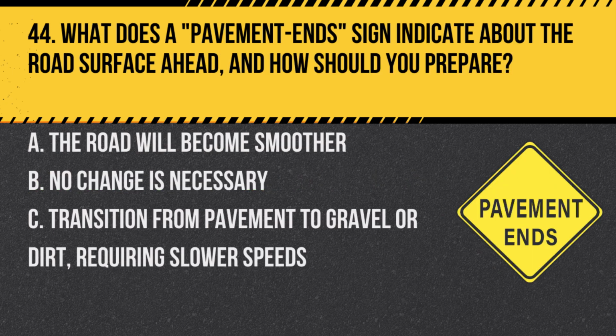Question 44. What does a pavement ends sign indicate about the road surface ahead, and how should you prepare? A. The road will become smoother. B. No change is necessary. C. Transition from pavement to gravel or dirt, requiring slower speeds. Answer: C. Transition from pavement to gravel or dirt, requiring slower speeds. Adjust your driving for the change in road conditions.